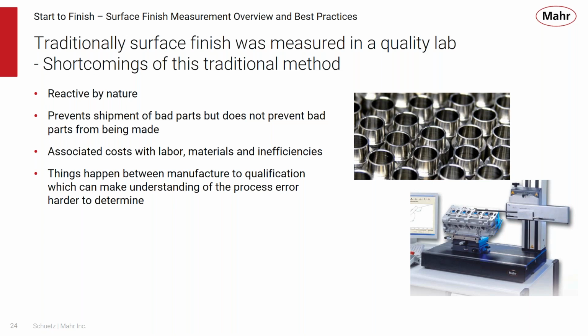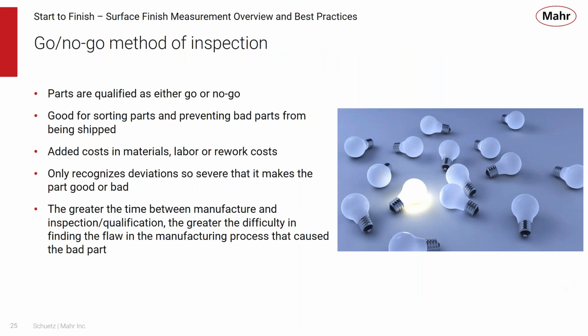And by the time you find something wrong, you might have made thousands of parts, and it's hard to determine where that process error is. And it's really a no-go method for inspection. The parts are qualified as good or bad, but it does nothing in terms of preventing bad parts from being manufactured. There's lots of cost associated with that, and it only recognizes deviations so severe that they make the part good or bad. And of course, like I mentioned, there's that lag time between when the part was manufactured and when it was inspected.